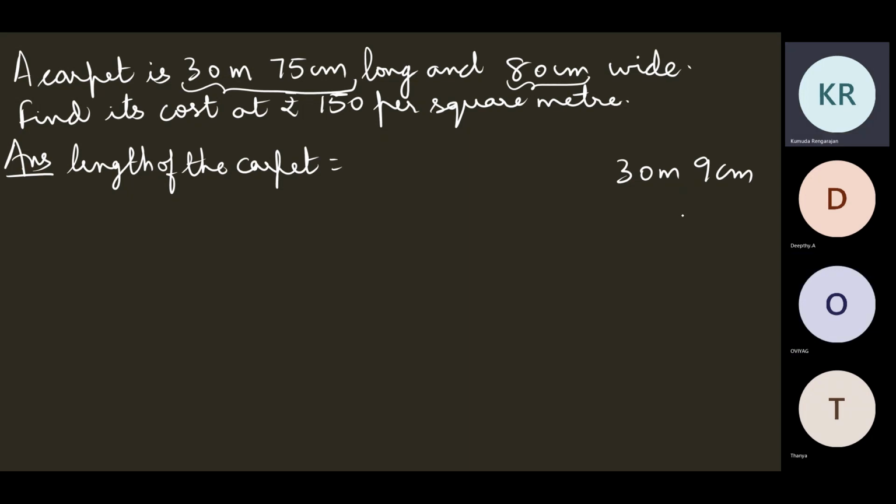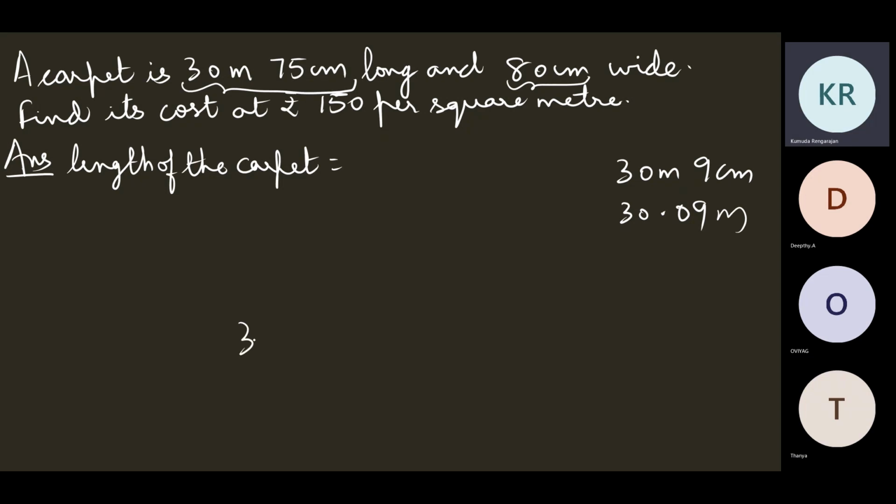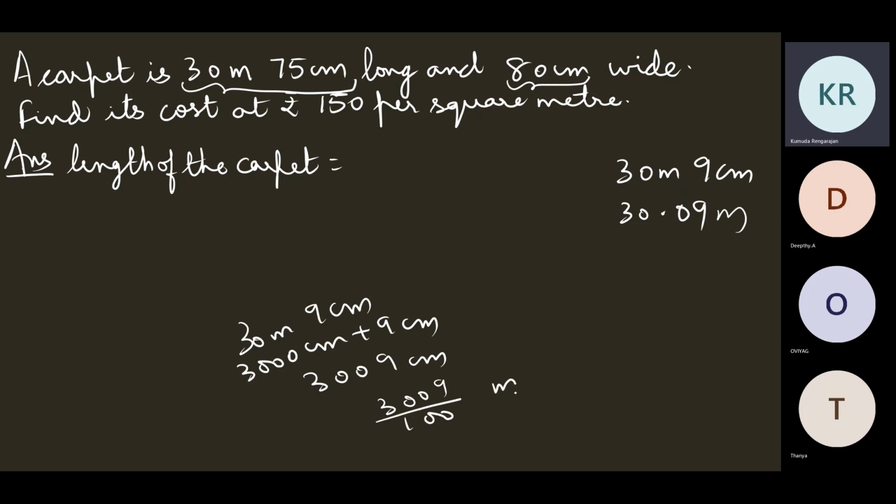Perfect. Yes, I heard you earlier also, Ovia. Yes, 30.09 meters it is. Because 30 meters and 9 centimeters, okay? So 30 meters is 30 followed by 2 zeros, centimeter, plus 9 centimeter. So it is 3009 centimeter. To convert it to meters, it is 3009 by 100 meters. So it is 30.09 meters.